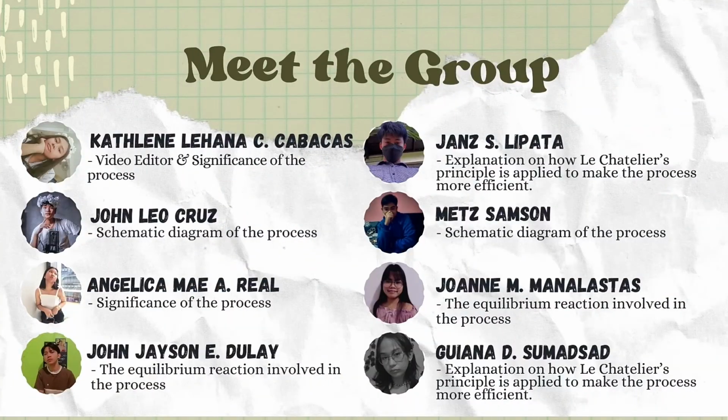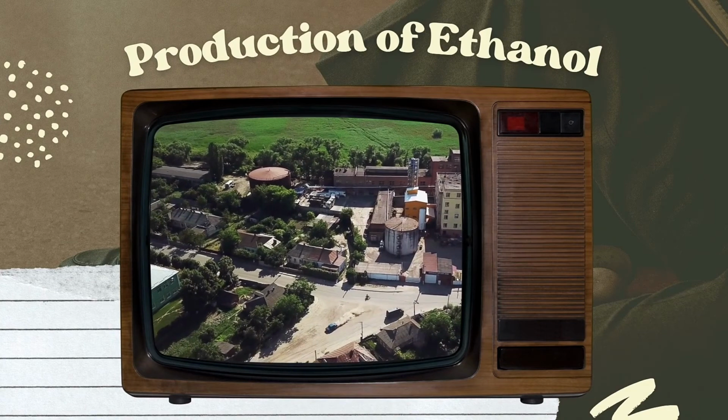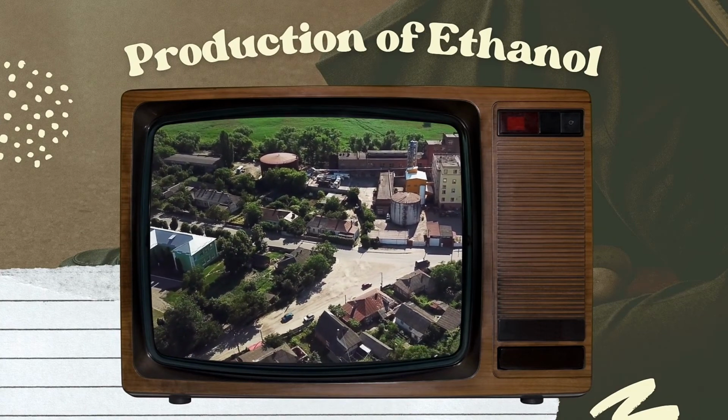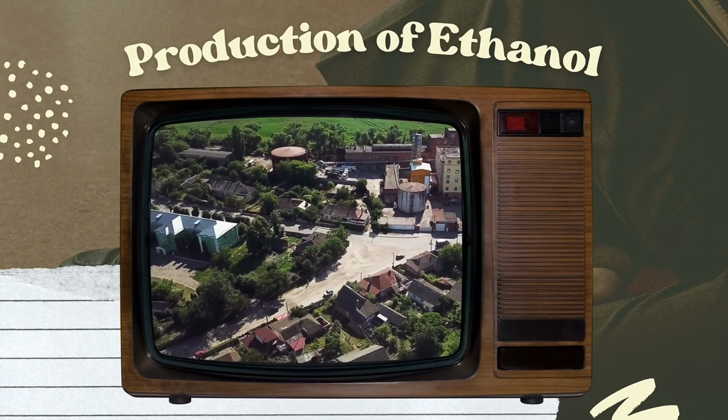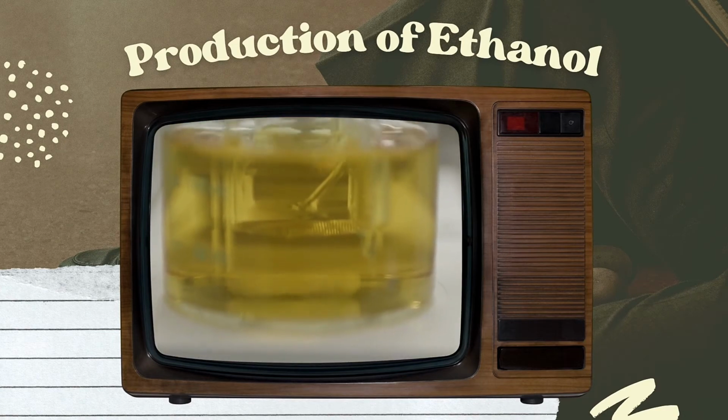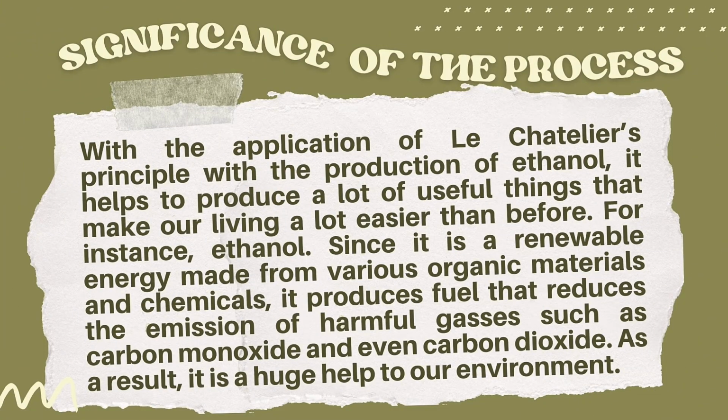These are the members of Group 2 with their contribution. Now let's talk about the significance, schematic diagram, the equilibrium reaction involved, and the application of Le Chatelier's principle to the process. With the application of Le Chatelier's principle in the production of ethanol, it helps to produce a lot of useful things that make our living a lot easier than before.